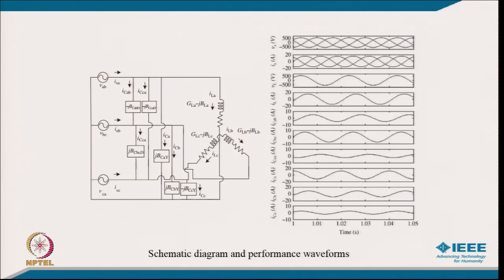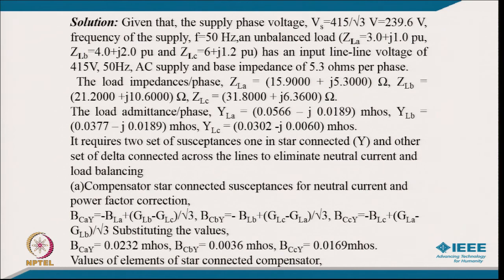And this is the network. Again, we have 6 elements here: for star connection and delta connection, we have 3 delta and 3 star connected elements, for eliminating the neutral current, power factor correction and balancing the load also. So, that is typically the solution.